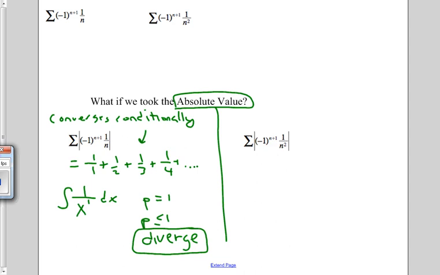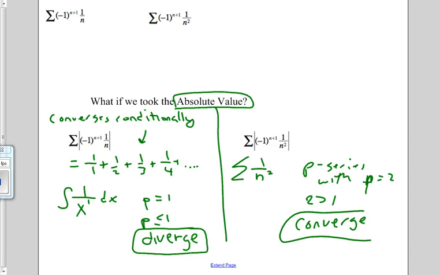Well, let's look at the next one. This next one converges without the absolute value, but will it absolutely converge? When we take the absolute value, this becomes the sum of 1 over n squared, and so this is a p series with p equal to 2. And since 2 is greater than 1, we know that this will converge.